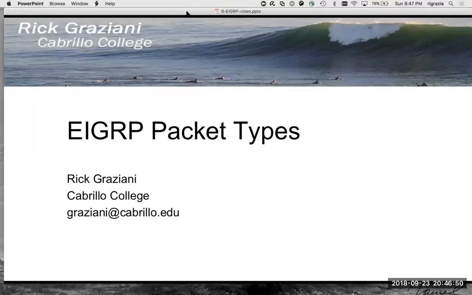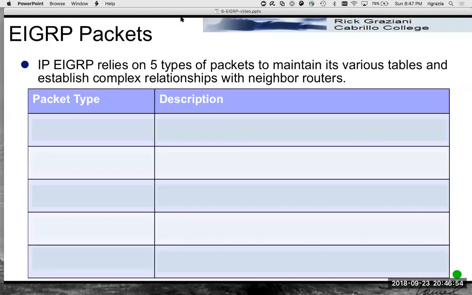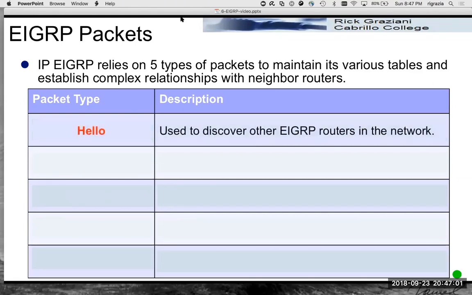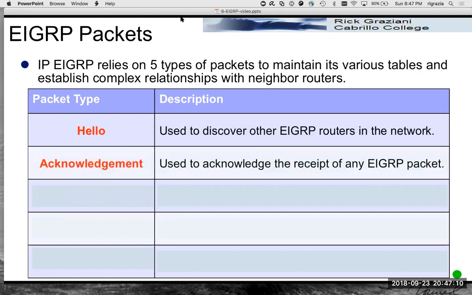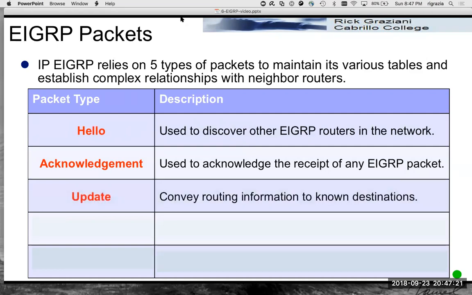Hi, in this video, I'm going to introduce the EIGRP packet types. So EIGRP has 5 different types of packets for sending EIGRP messages. They have hellos, which are used to discover other EIGRP routers on the network and also maintain those adjacencies. Acknowledgements, used to acknowledge the receipt of not any EIGRP packet, but any reliable EIGRP packet, such as updates.